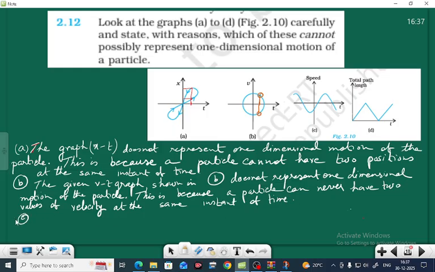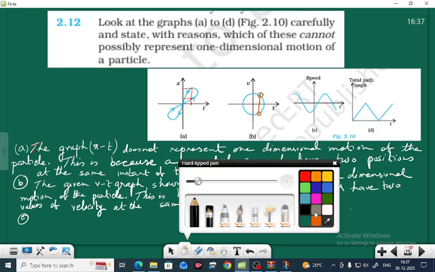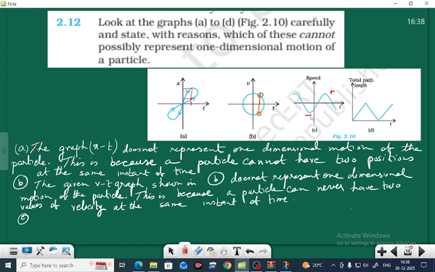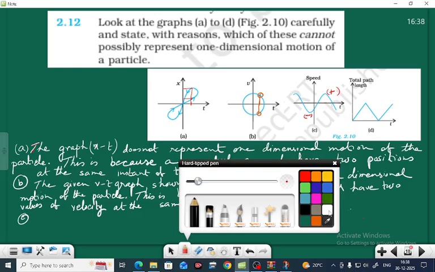Number C, see this graph. You see here speed. This is positive speed and this is negative speed. Since speed is a scalar quantity, it cannot be positive and negative, right? So this also does not represent one-dimensional motion, right?